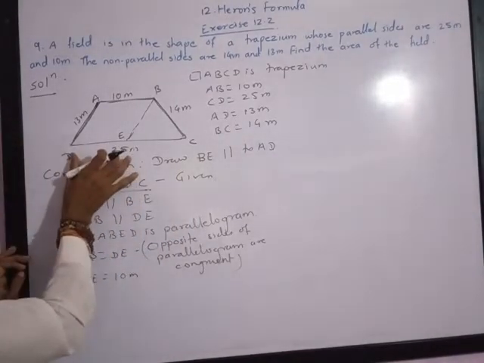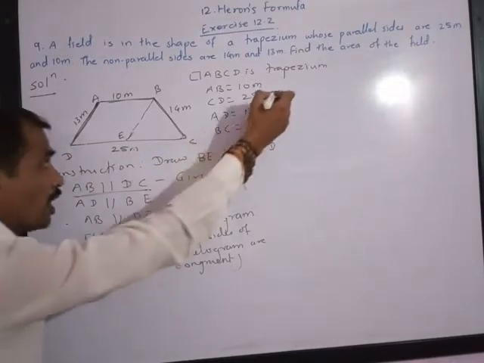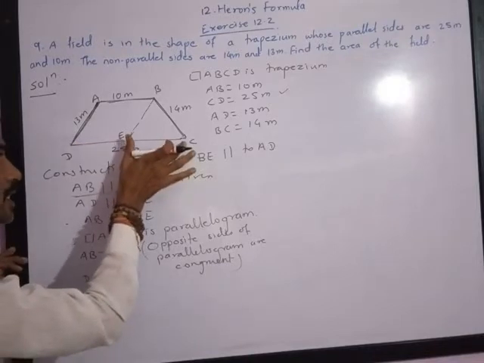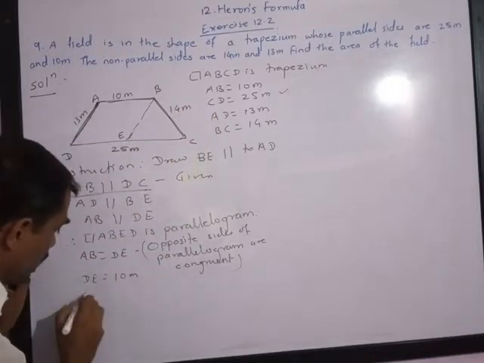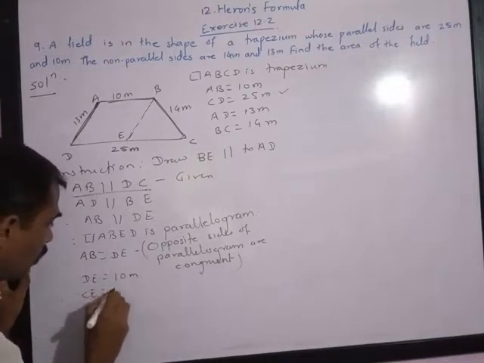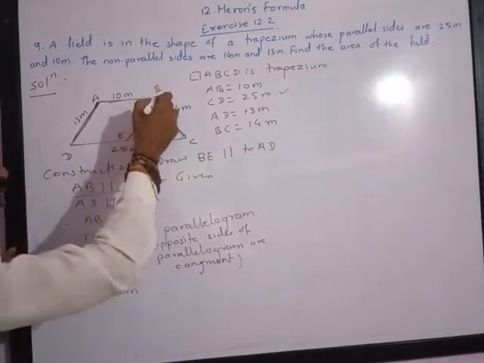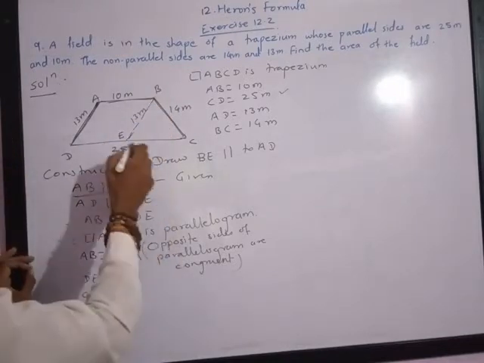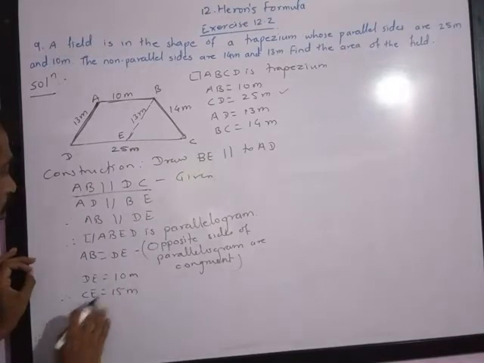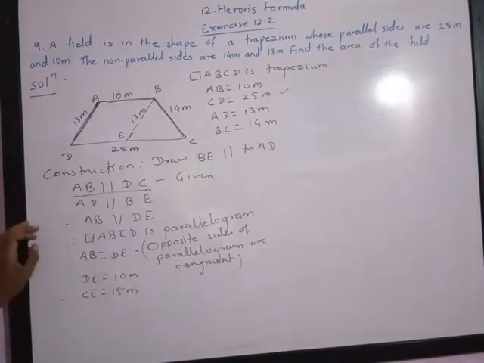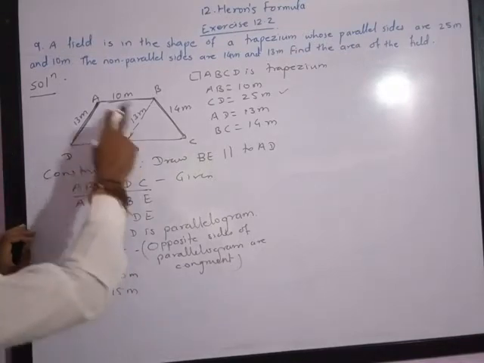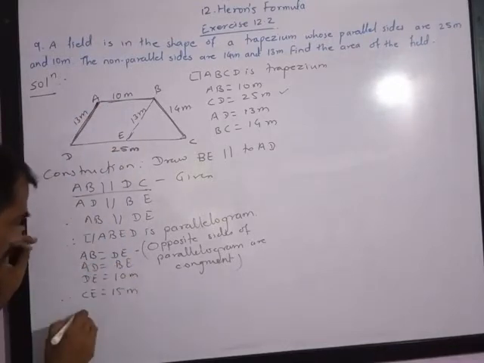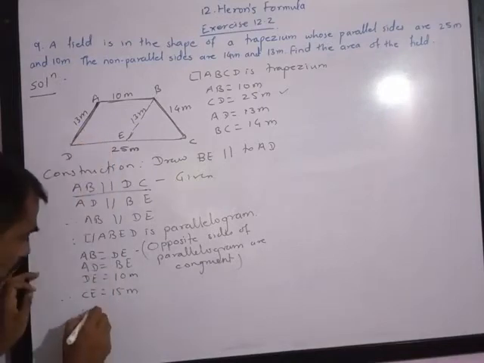Now if DE is 10, we were given DC is equal to 25 meters. Out of 25, DE is 10, it means CE is equal to 15 meters. Therefore, CE is equal to 15 meters. Now, please note, AD is equal to 13 meters, opposite sides are equal. We have got AB is equal to DE and AD is equal to BE. Therefore, we can say that BE is equal to 13 meters.